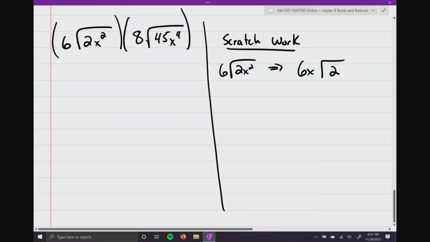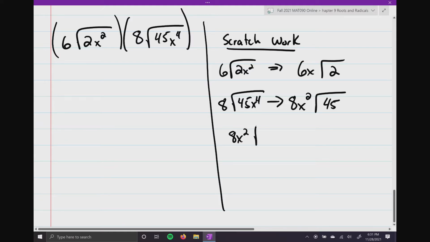Now, for the next part, 8 times the square root of 45x to the fourth. Well, the first thing I'm going to do is look at the variable x to the fourth, and I know 2 goes into 4 twice with no remainder. So 8x squared times the square root of 45. Now I'm just going to keep breaking this down. Square root of 45 is really 9 times 5. And I know the square root of 9 is 3, times 8x squared, square root of 5.